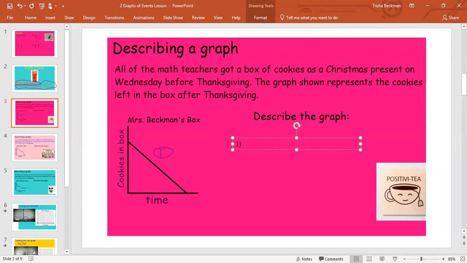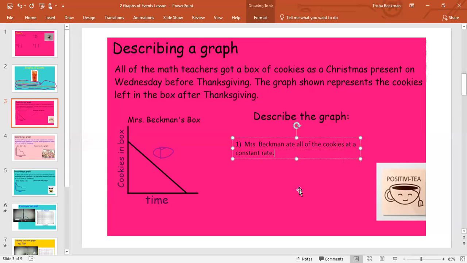So if I had to describe this, I would say Mrs. Beckman ate all of the cookies, and I know that because in the end, the amount of cookies went all the way down to the bottom, so I ended up with no cookies. And then I would describe how I was eating them. Did I stop? Did I take a break? Or was I eating constantly? Since the line is going down at the same rate the entire time, that means I must have been eating them at a constant rate, just shoving them in my mouth one after another. So Mrs. Beckman ate all of the cookies at a constant rate would be a good way to describe this one graph.